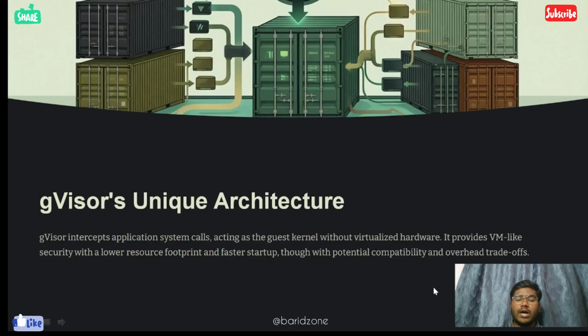gVisor has a unique architecture built around a user space kernel. The main component is called Sentry. Sentry implements Linux system call behavior and acts as a virtual kernel. Another important component is Gofer, which securely handles file system access. Instead of using virtual hardware like a virtual machine, gVisor intercepts system calls and emulates kernel behavior in user space. This significantly reduces the risk of kernel exploits and container escape attacks.